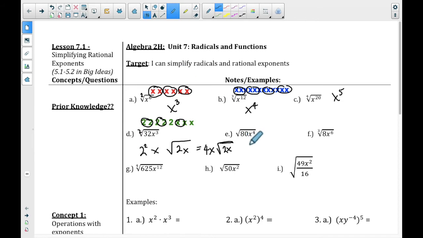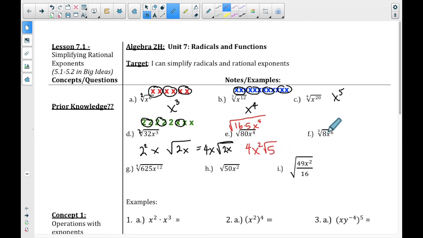Okay, then when we get to 80, I'm going to switch colors so we can see. 80, you could also list it out all the way like this, but then we also talked about how we can look for the perfect square that goes in. And 16 goes into 80 5 times. And x to the 4th, well, that's actually a perfect square already. So let's take the square root of all of this. Square root of 16 is 4. Square root of x to the 4th is x squared. And then 5, that one's left over, so this is 4x squared times the square root of 5.